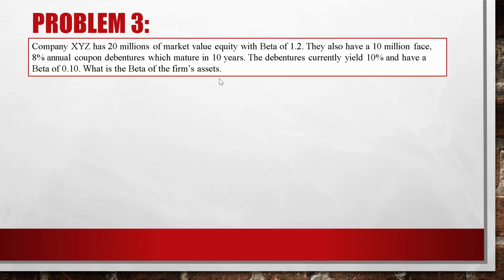Beta of debt is given, beta of equity is given, the value of equity is given, but we don't know the value of debt. So we are going to use the information of the 10 million face, 8% annual coupon, maturing in 10 years to find the market value of debt.